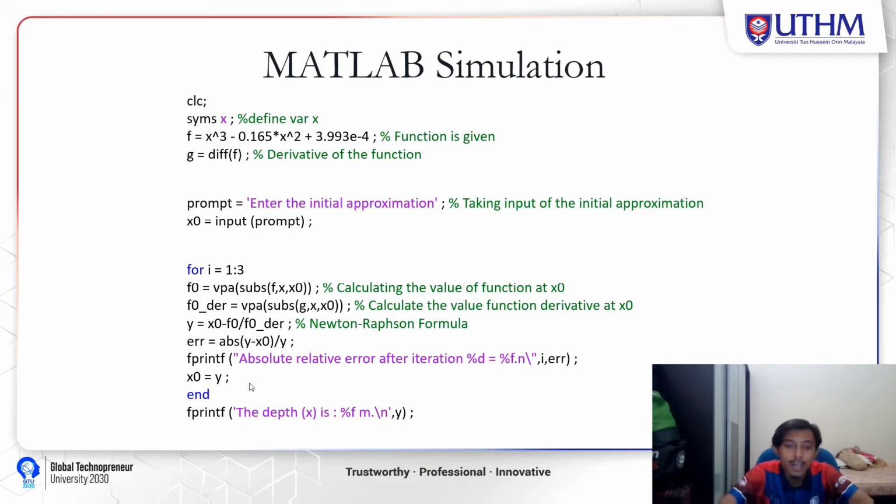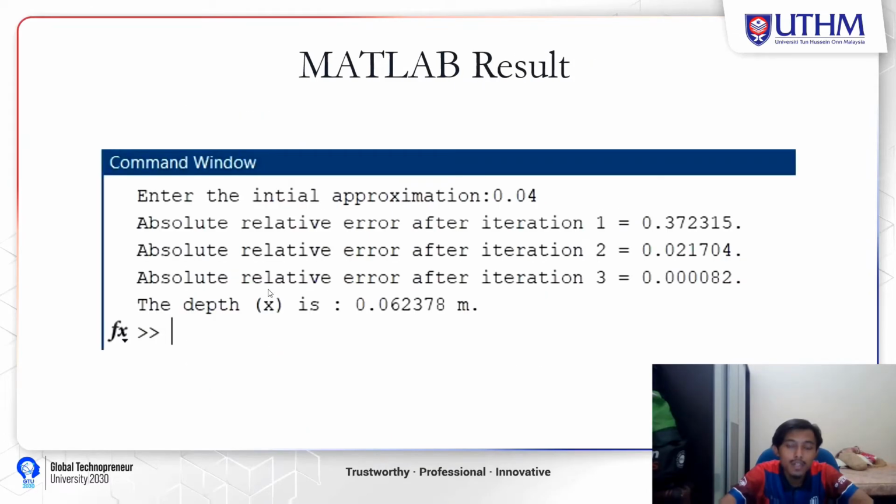We get the result from the code: the absolute relative error after iteration 1 is 0.372315, for iteration 2 we get 0.021704, and for iteration 3 we get 0.00082, which is near 0. The depth that we get, x, is 0.062378 meters, which is absolutely the same as the manual calculation.